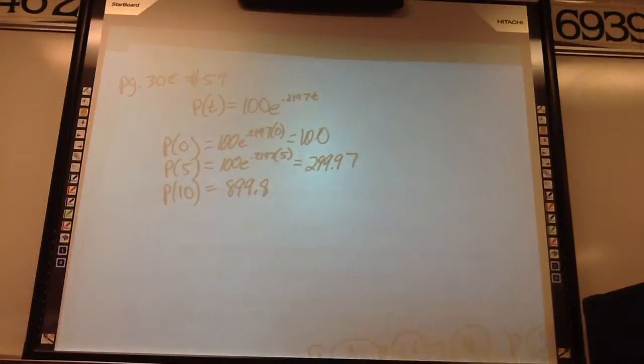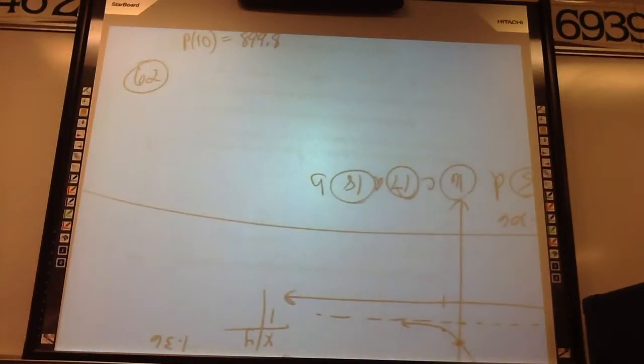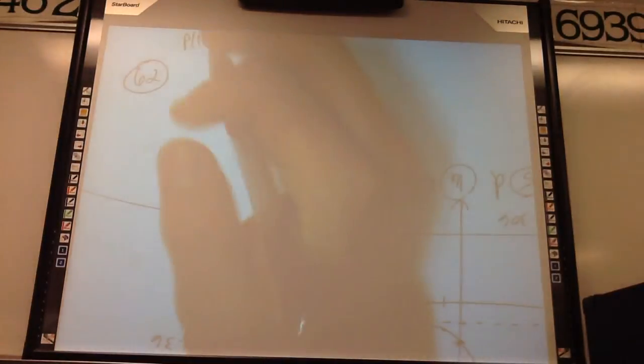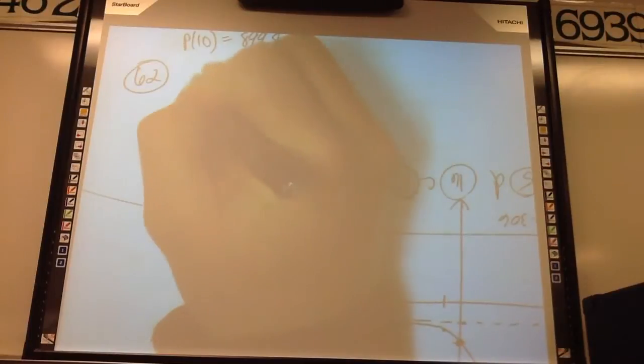Everyone getting them now? Okay, we'll now do 62. Same thing, just a little different equation. Q represents the mass of carbon-14. Half-life. You guys know about half-life? You should. Only if you've taken chemistry, I think. Is that chemistry or biology? It's not biology. It's chemistry, I think.